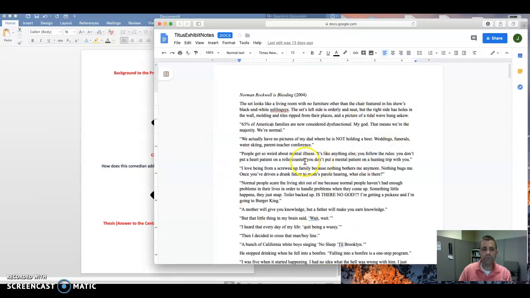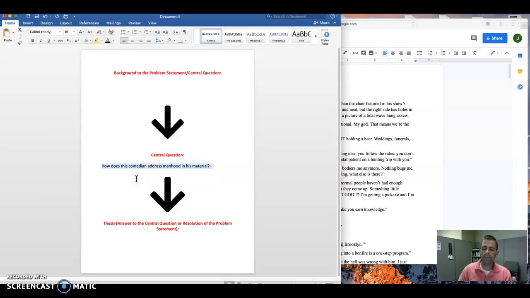That was the net we used to find our evidence material. And now it's really going to be the heart of our introduction. So that's the central question. I also want you to know that this is called a problem statement, sort of synonymously.